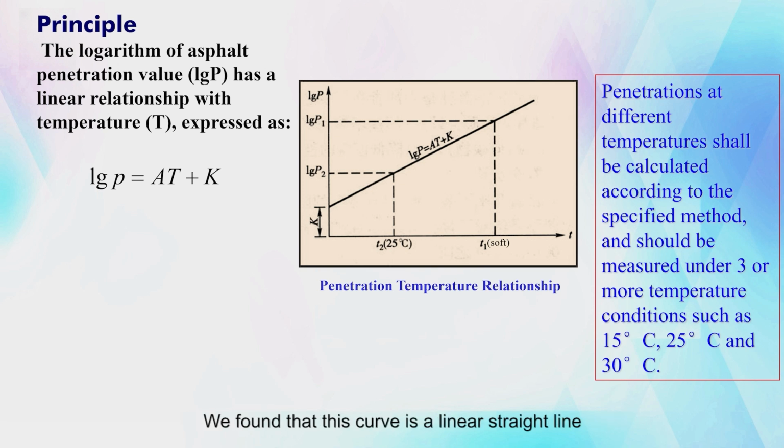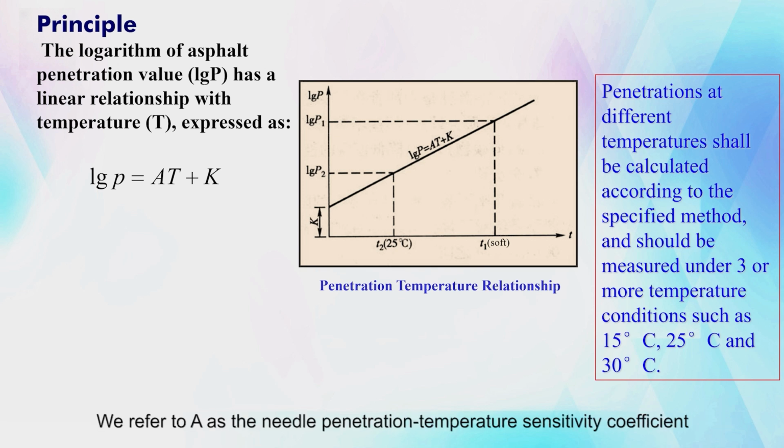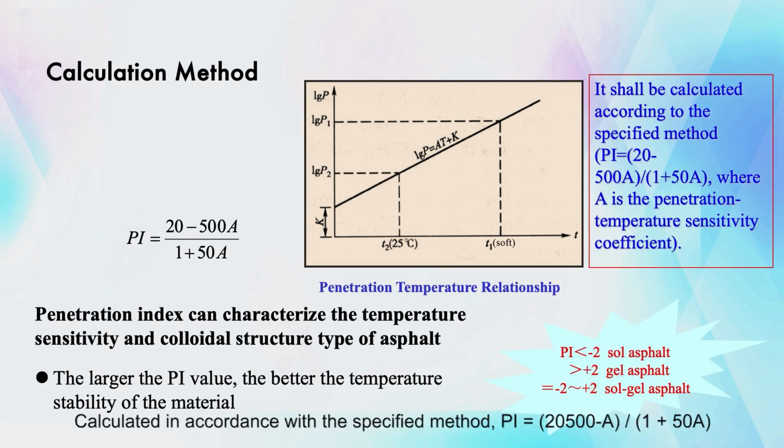We found that this curve is a linear straight line. Within this linear straight line, the slope of the line, denoted as A, is a constant value. We refer to A as the needle penetration temperature sensitivity coefficient, calculated in accordance with the specified method.